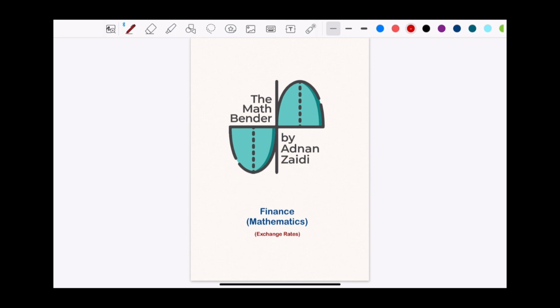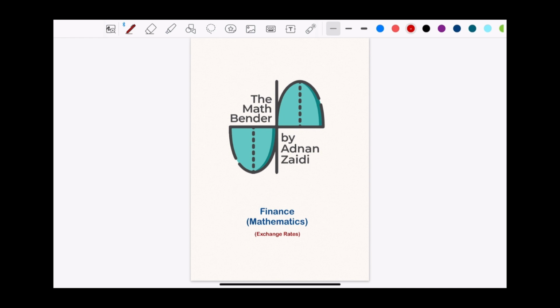I'm Adnan Zaidi, and in this session of Arithmetic, we talk about financial math, exchange rates. In general, exchange rates matter when we travel from one country to another. We are carrying our own currency, and in order to spend our time in the other country, we need their money. So the first thing we do is go to an exchange company and ask them for the exchange rate. They vary from country to country, from place to place.